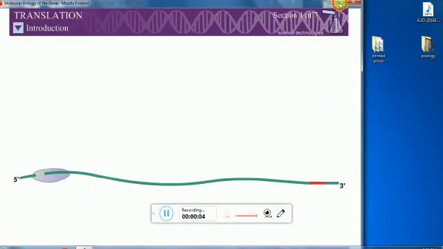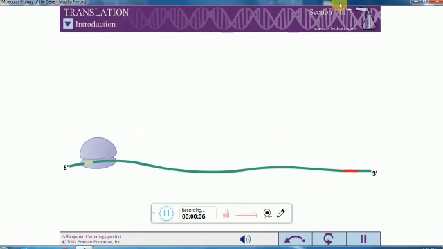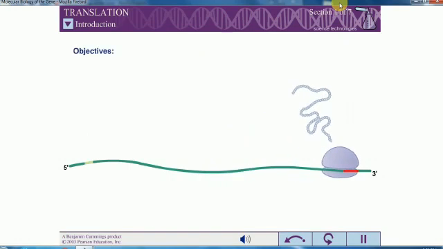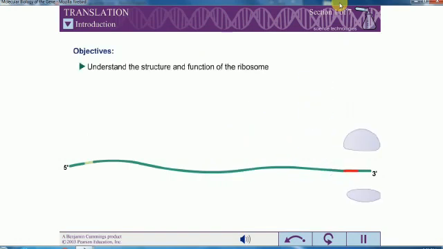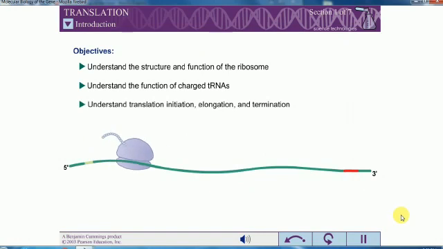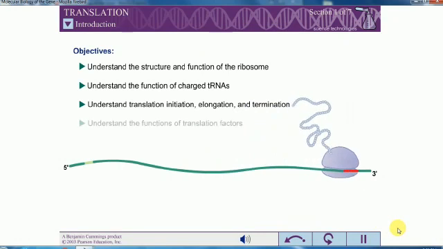Translation is a complex process in which a ribosome uses the coded information found in messenger RNA, or mRNA, to build a functional protein. When you have completed this exercise, you should understand the structure and function of the ribosome, understand the function of charged tRNAs, understand the three distinct steps of translation: initiation, elongation, and termination, and understand the functions of translation factors in each of these steps.